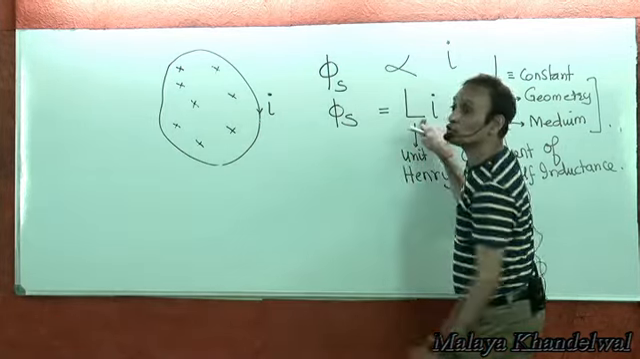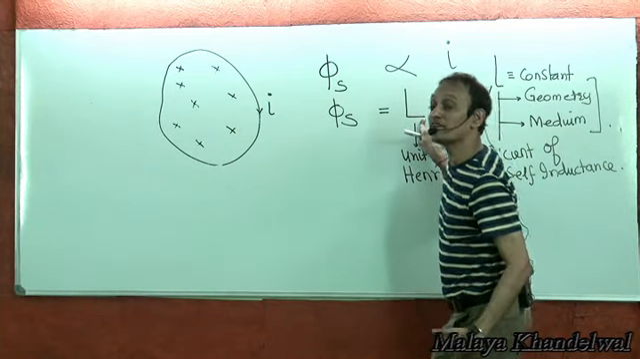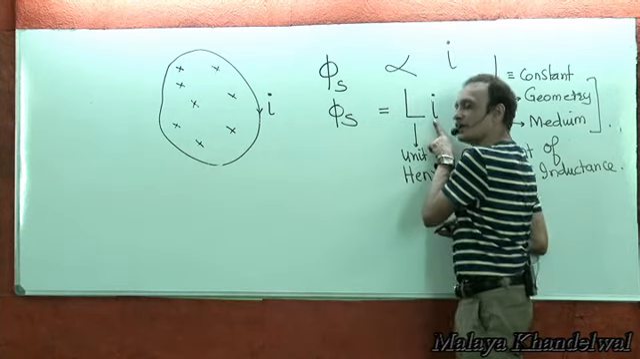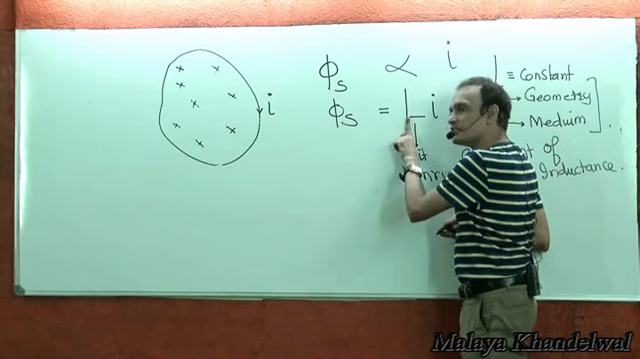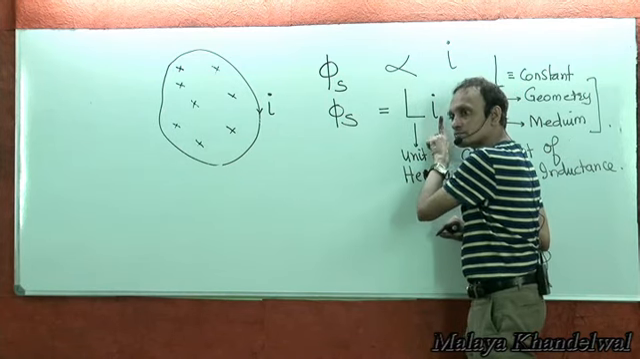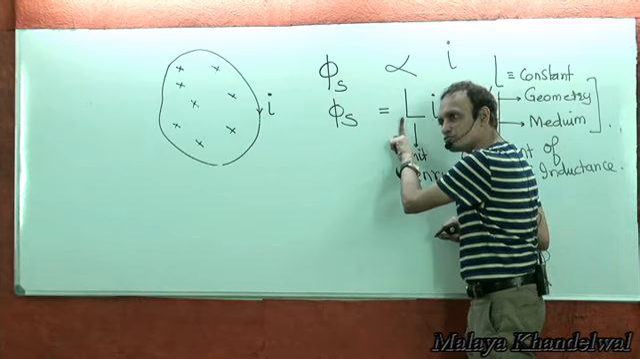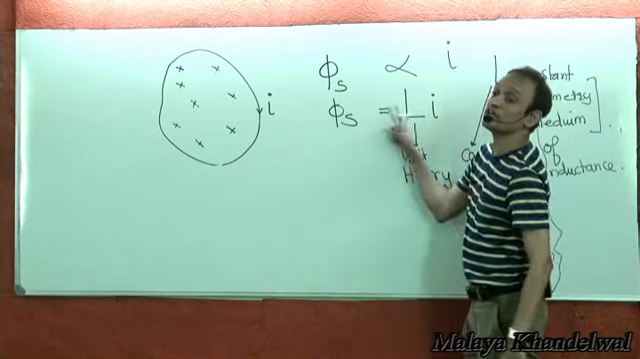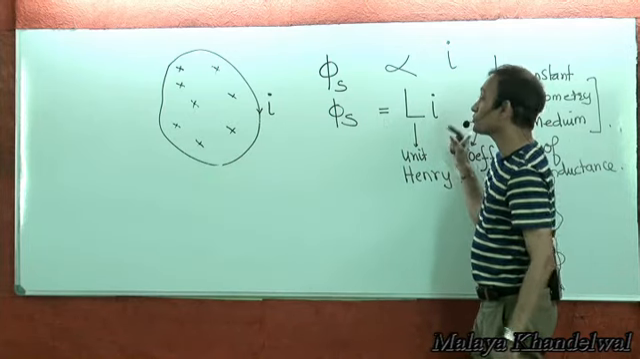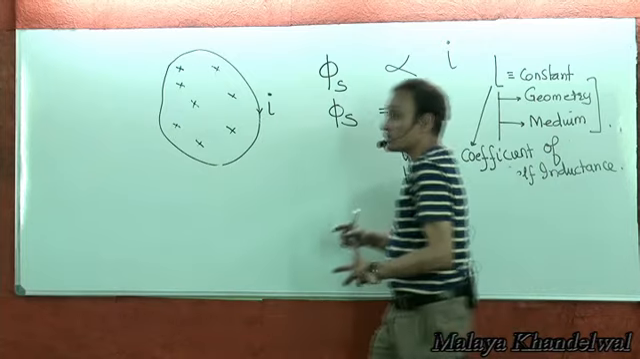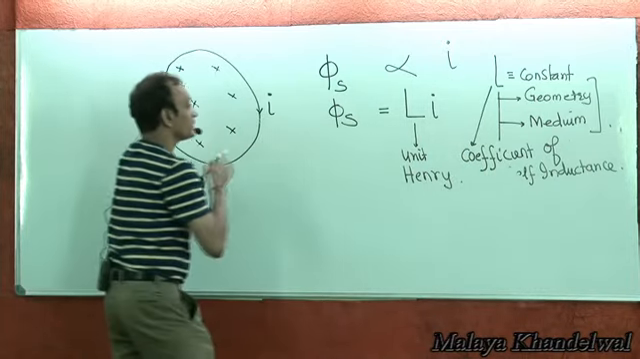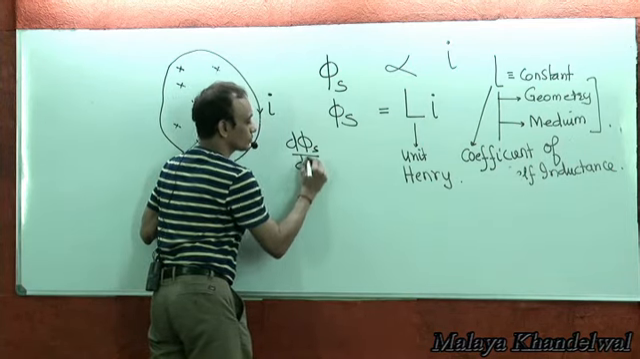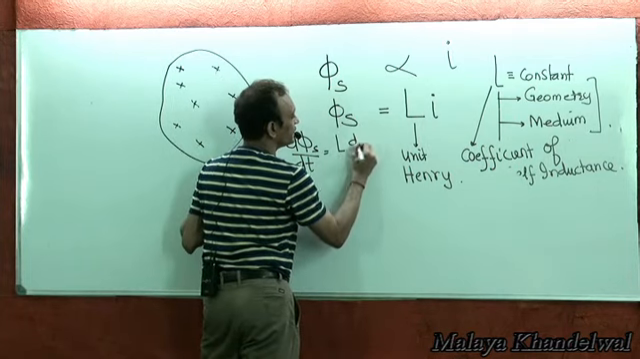Now, since L depends only on the geometry and the medium, if I maintain the geometry and the medium, but I choose to change I, L remains constant, so flux changes. L is not going to change as long as I have maintained the geometry and the medium. But flux will change if I change I. Yes or no? So if I changes, there is change of flux with time, which is L di/dt.